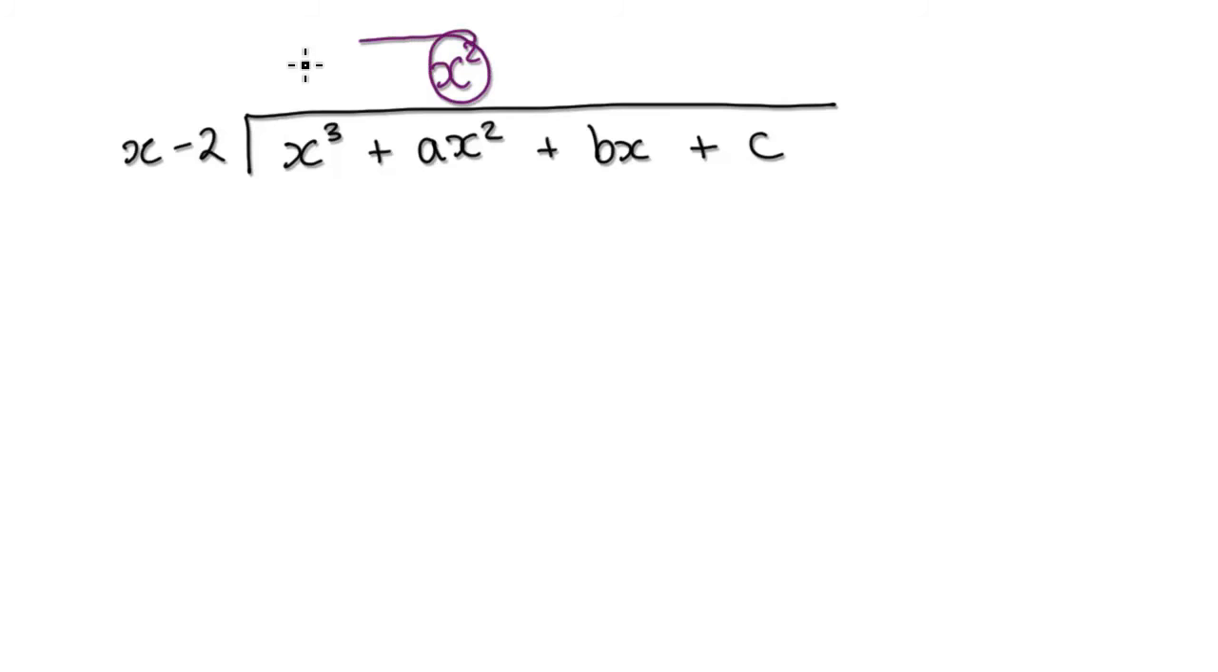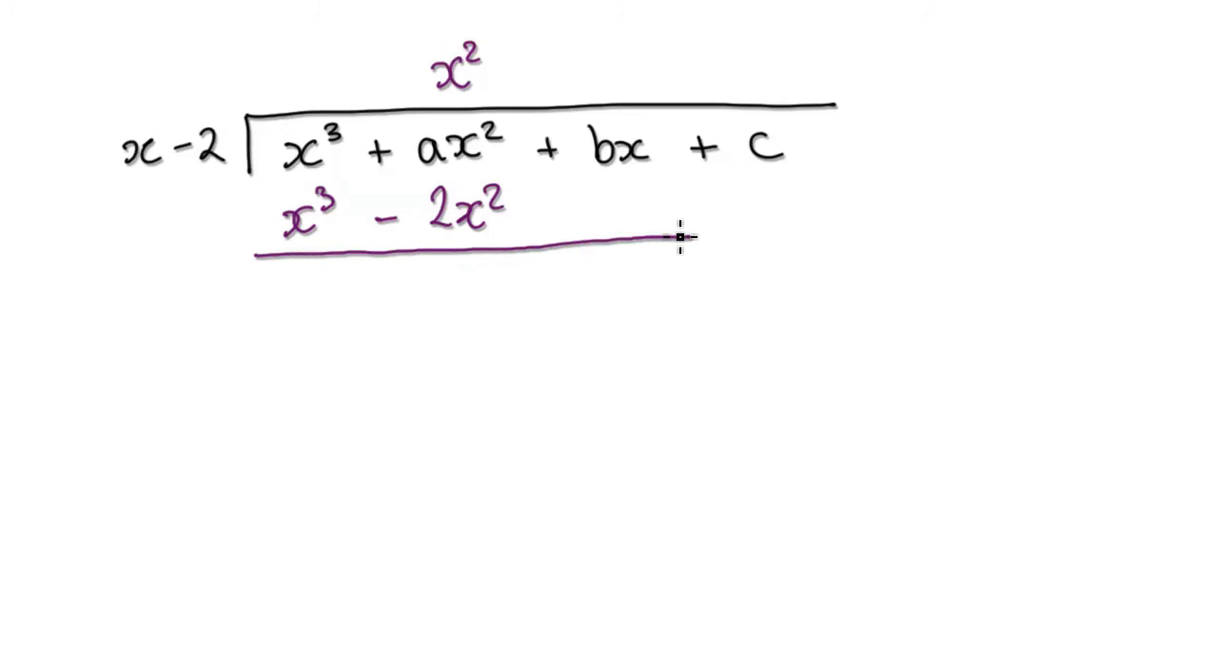X squared times x, that will give you x to the power of 3. This times this, that will then give you -2x squared. So now it's going to be this take away this. So that would be 0, and then this would be a minus minus, so that would be plus 2x squared. Carry this down.